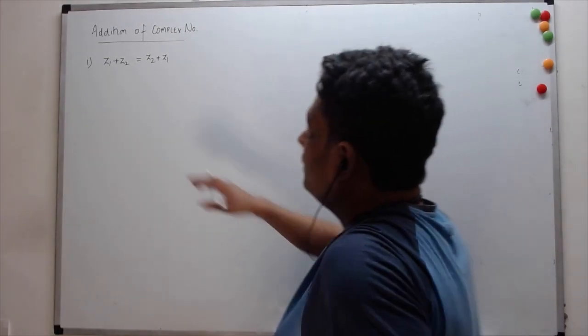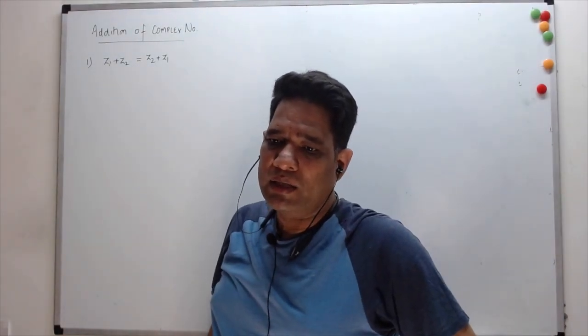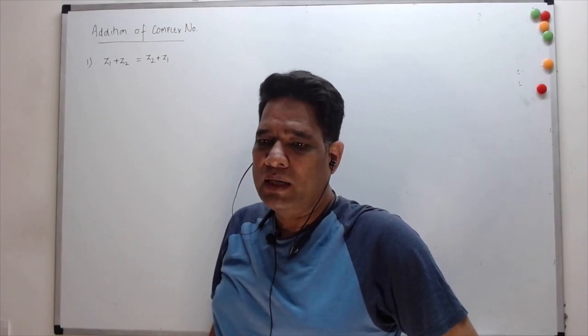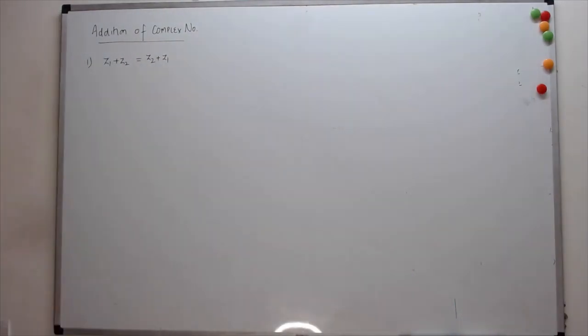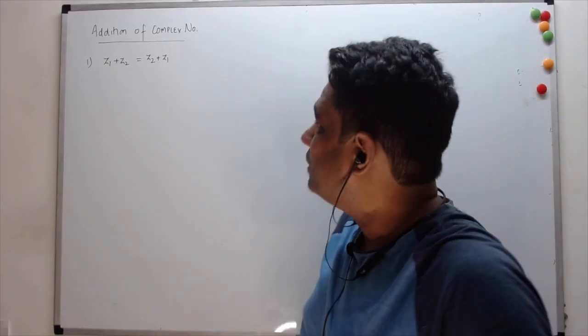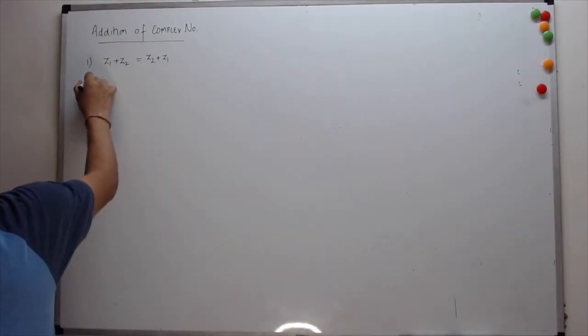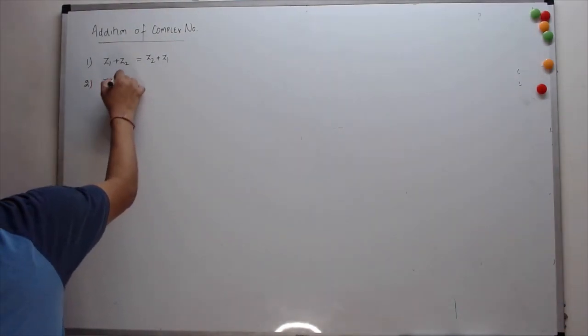No points for guessing. And when we add them, their real parts get added together and their imaginary parts also get added together. So they kind of maintain that integrity. Real goes with real, imaginary goes with imaginary. So that's one part of it. We also talked about the associative rule in this.